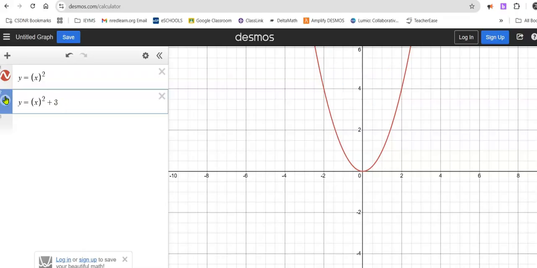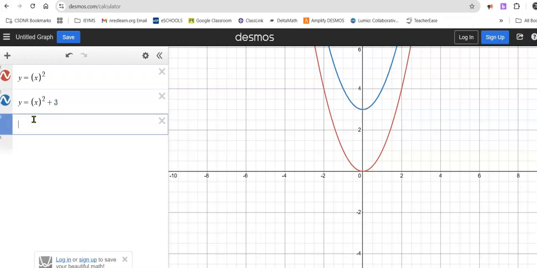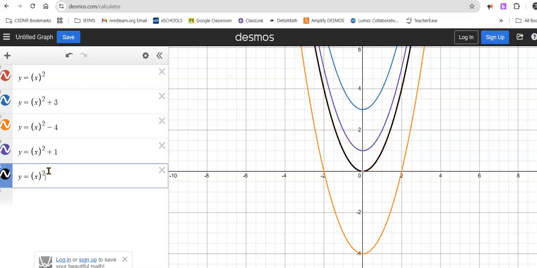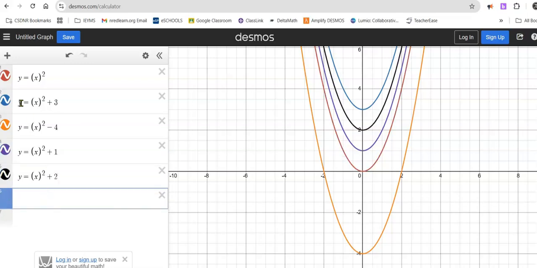This was my parent function. This is my new function. Y equals x squared. Y equals x squared plus 3. What if I type another function? Maybe this time I will put, instead of a plus 3, maybe I'll put a minus 4. Now I'm going to do it again. This time, I'll put a plus 1. Maybe this time, I'll put a plus 2. So let's take a look.